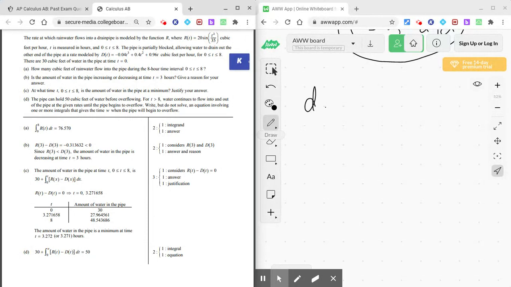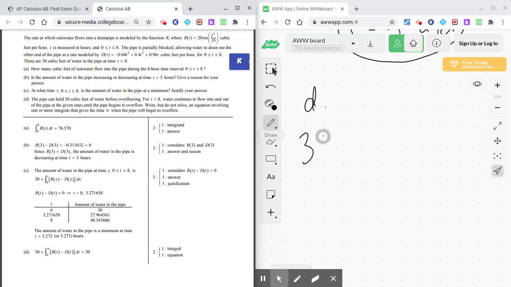D: the pipe can hold 50 cubic feet of water before overflowing. For time greater than 0, water continues to flow in and out of the pipe at the given rates until the pipe begins to overflow. Write, but do not solve, an equation involving one or more integrals that gives the time w when the pipe will begin to overflow. Okay, so I already know the function for the amount of water.